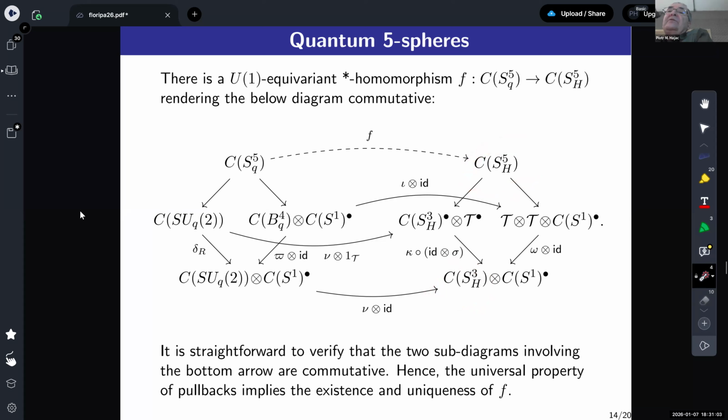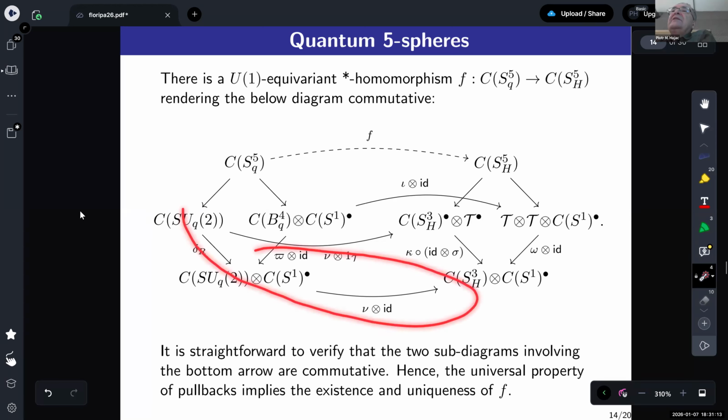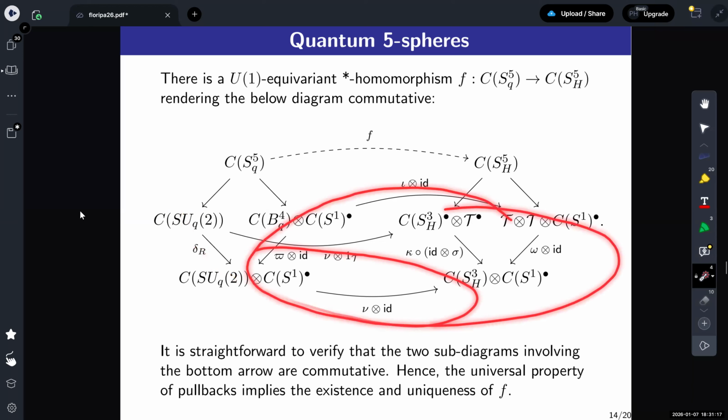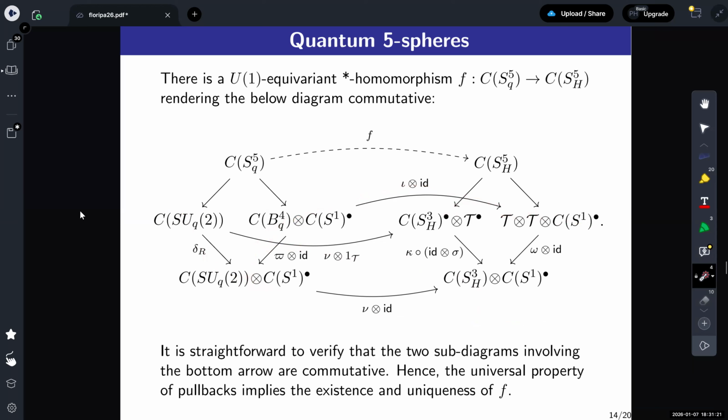So as is written here, it is straightforward to verify that the two subdiagrams involving the bottom arrow are commutative. So you have one diagram here and you have another diagram there. Piotr, can I ask just maybe one more comment? Just ask a question. So F, you didn't say what are these F? No, I'm not going to, because it would take too long.